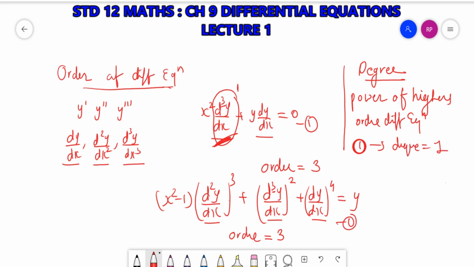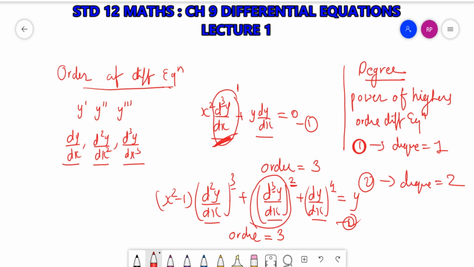This is equation 2. In equation 2, there are powers 3, 2, 4, but you have to select the highest order. Which is the highest order? This one, d cube y by dx cube. What is its power? 2. So here the degree will be equal to 2. So for order, select the highest order derivative, and its power is called the degree. Clear? So this is about order and degree.